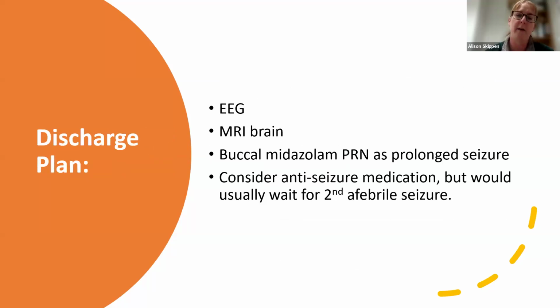So in the end she came into hospital because of this prolonged seizure, and we then requested an EEG and MRI brain, because she'd only had the neonatal ultrasound scan when she was a baby. And then we started her on buccal midazolam, basically as a PRN, so if she was to have another prolonged seizure. We considered an anti-seizure medication, but would usually wait for the second afebrile seizure. But actually, because she had an unprovoked seizure in a child with cerebral palsy, you could start anti-seizure medication for her, but parents decided that they didn't want to.